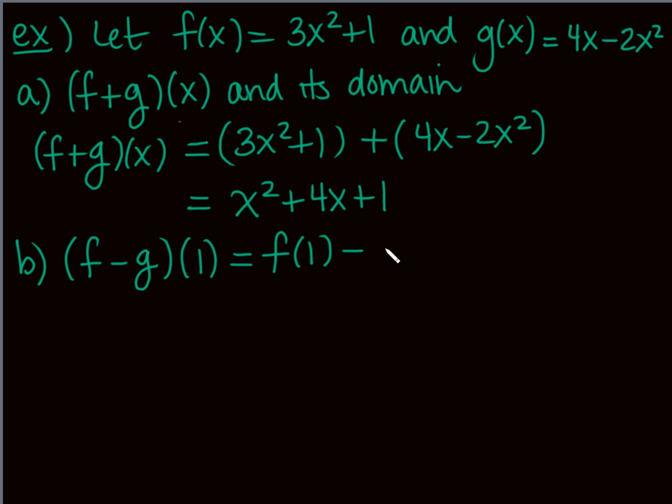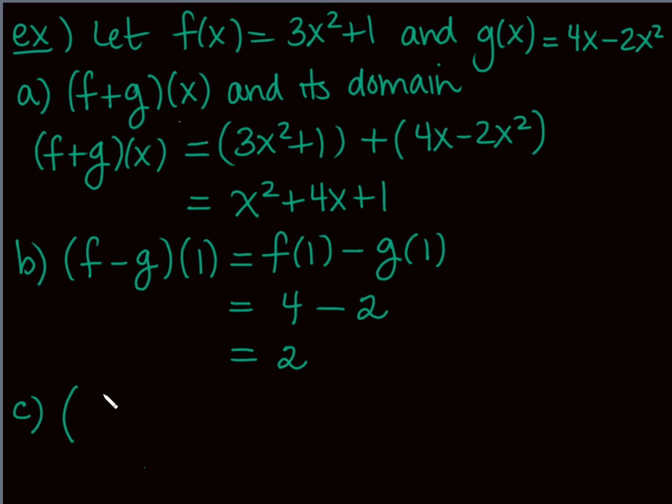So I get f of 1. I could also do this, f of 1 minus g of 1. And if I look up here, f of 1 is 3 plus 1, which is 4. Up here, g of 1 is 4 minus 2, which is 2. So what is f minus g of 1? That is 2. Okay, I hope that makes sense.